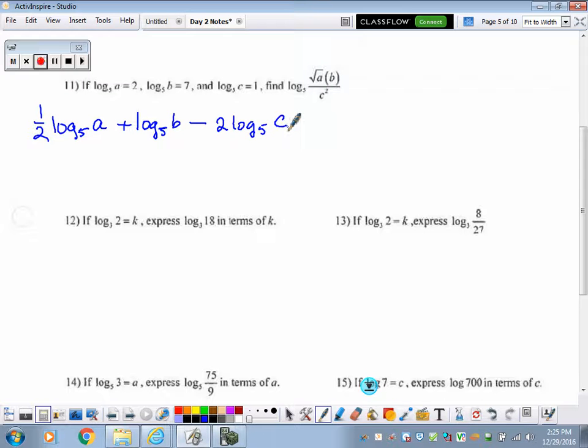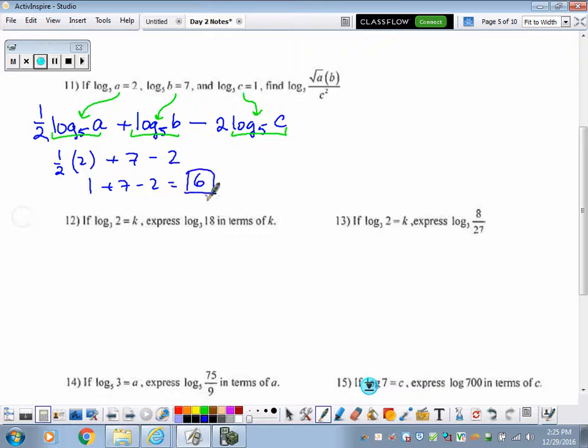Now let's do your substitution. Log base 5 of a is a 2. Log base 5 of b is going to be replaced with a 7. And log base 5 of c is going to be replaced with a 1. So I have 1/2 of 2 plus 7 minus 2. 1/2 of 2 is 1. 1 plus 7 minus 2, a final answer of 6.